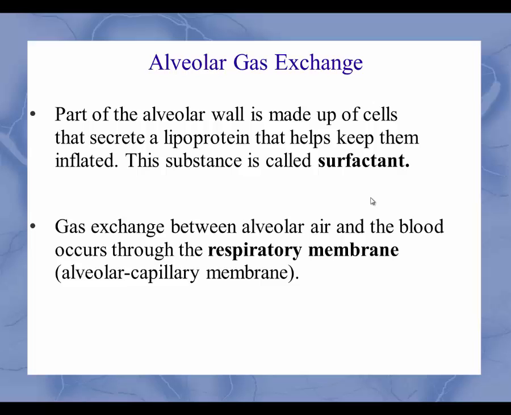Alright, next we'll talk about the alveolar gas exchange. The portion of the wall of the alveoli is made up of cells that secrete a special lipoprotein called surfactant. This will help keep the air sacs inflated and wet so gases can be exchanged faster. Now, surfactant is good, but when you have too much of this, it's a problem. This is what happens in people who have cystic fibrosis, or CF.